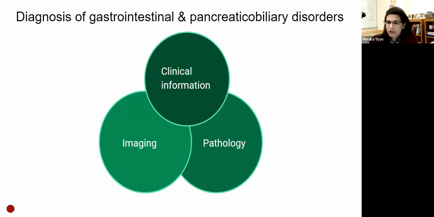Like any other organ system, diagnosis of gastrointestinal and pancreaticobiliary disorders involves crosstalk between clinicians, radiologists, and pathology. So none of us can work in isolation. And a lot of the work that we do here in pathology is based on clues which we acquire from our clinical colleagues and from radiologists as well.